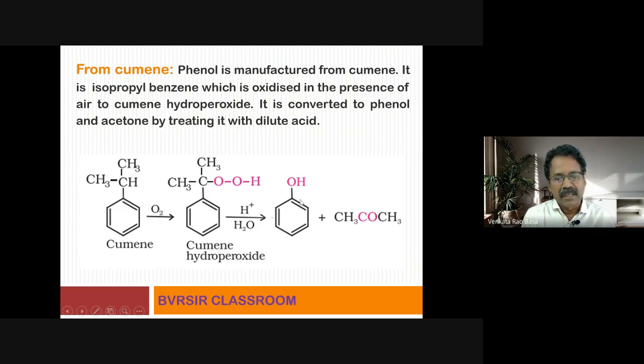Along with phenol, as I just told you, acetone is also formed. Please do write in the examination that acetone is also formed in this particular reaction. That point is important. So these are some important methods of preparing phenol. One is from chlorobenzene, another one is from benzene sulfonic acid, and this one is from cumene.